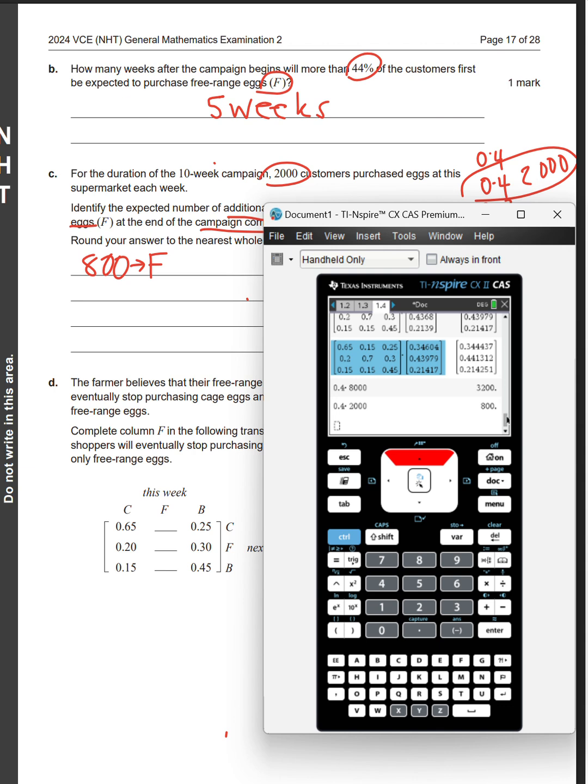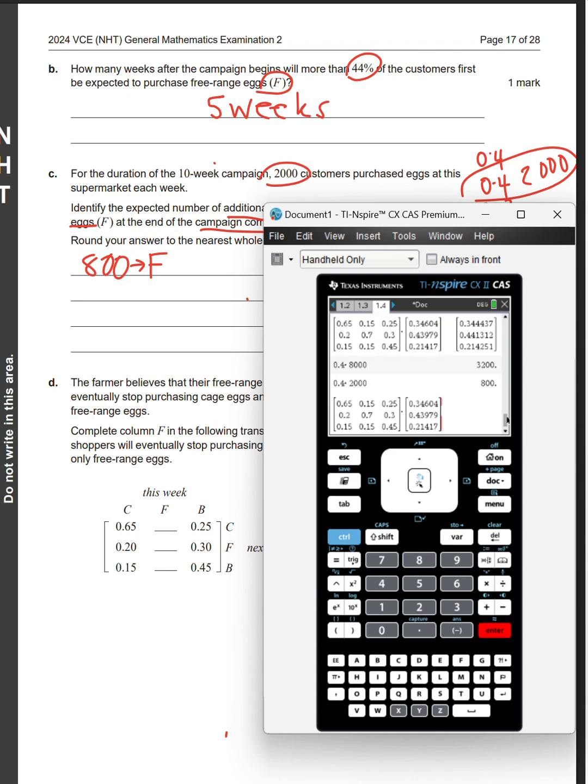Okay, so the pen's decided it doesn't want to work. So I'm just going to change these to be the right number. Okay, so I'm going to need 800, 800, and 400. Oh, but I forgot to raise that to the power of 10. So I'm going to raise this to the power of 10 because I want to know what happens in 10 weeks' time.